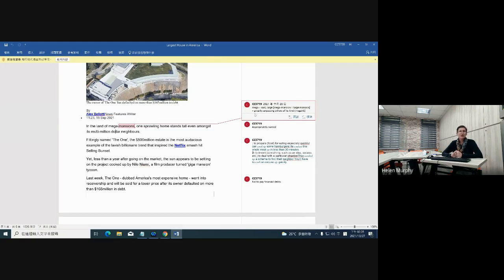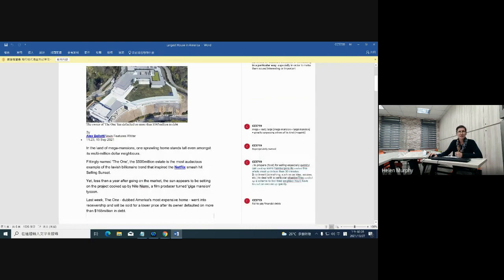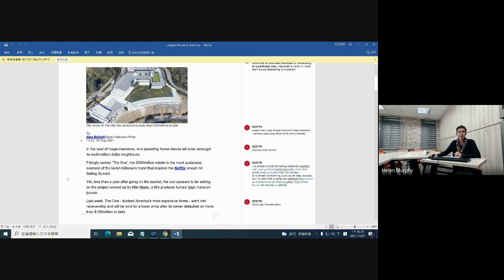Okay, so this home, we call it a sprawling home because, as you can see, the size of it is very large, and it sprawls or spreads out across a large area. As you can see, it covers the entire hilltop where it's located.